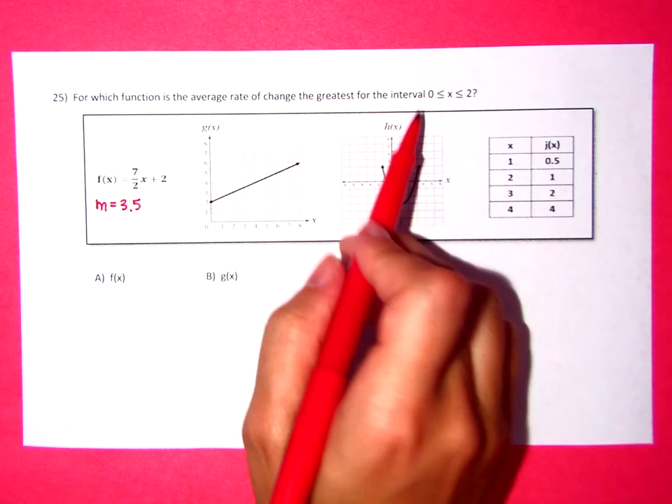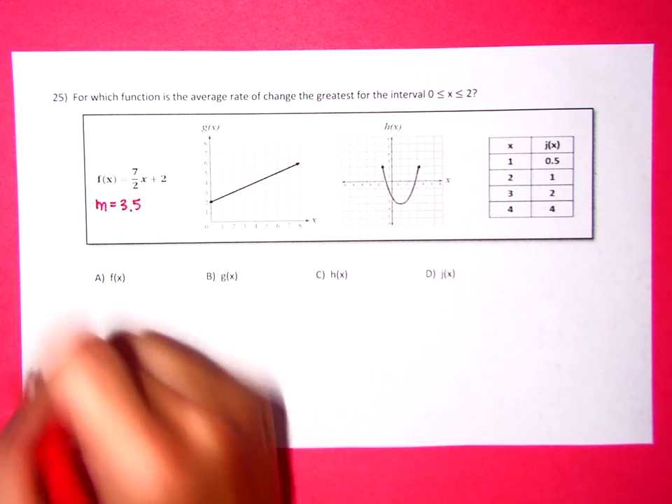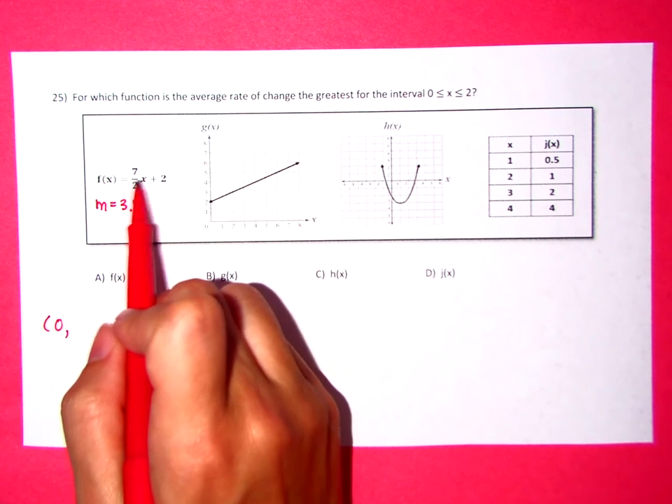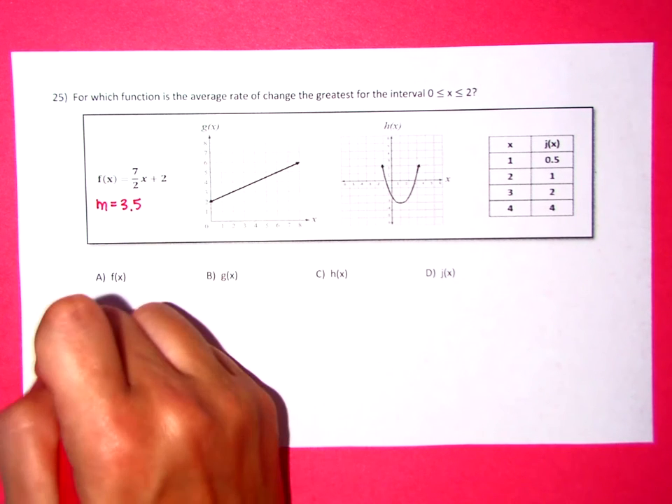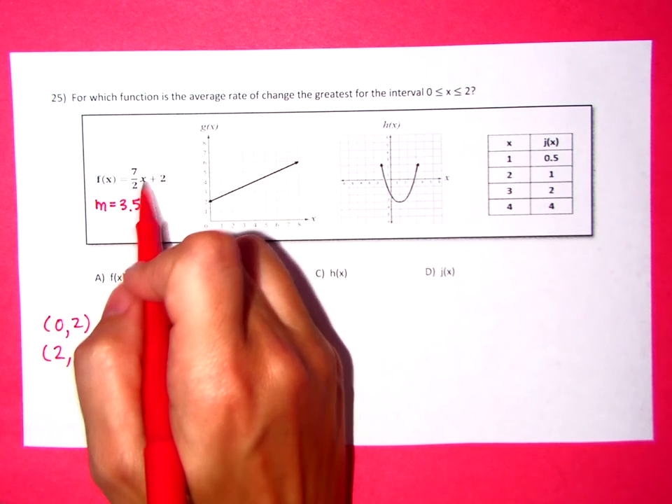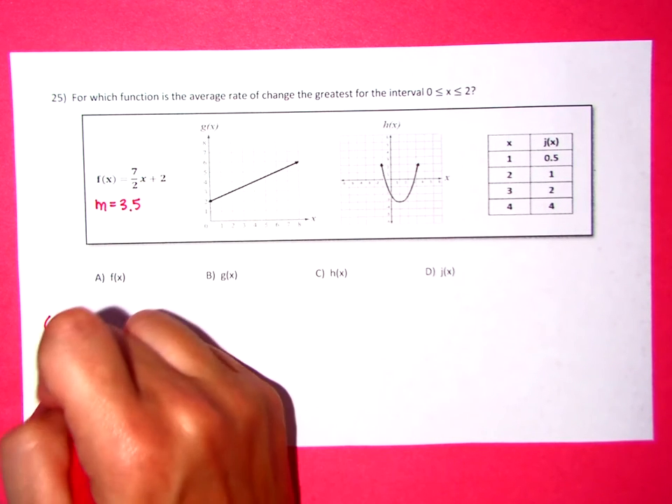So we could take this and put in a point form. 0, comma, and then let's plug it in. 7/2 times 0 is 0. 0 plus 2 is 2. And we do it again with the 2. So 7/2 times 2 would be 7. 7 plus 2 would be 9.